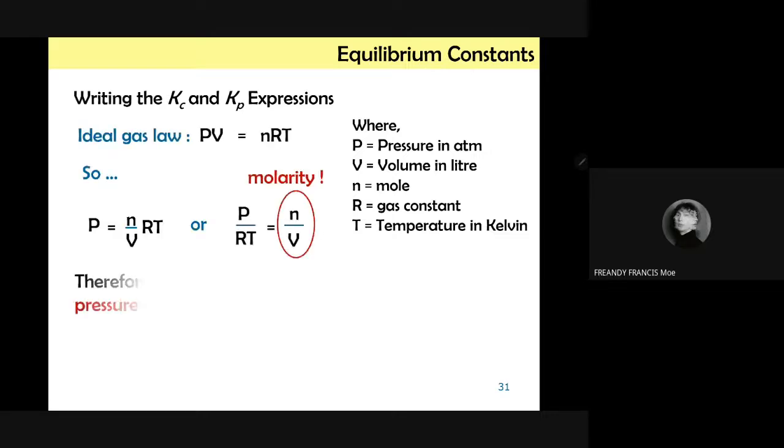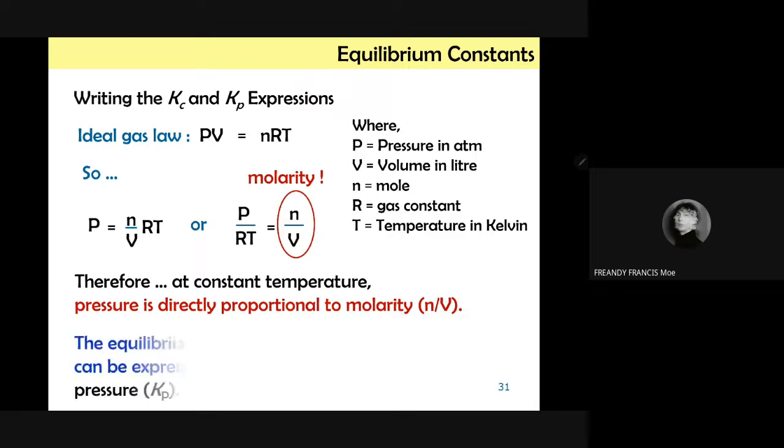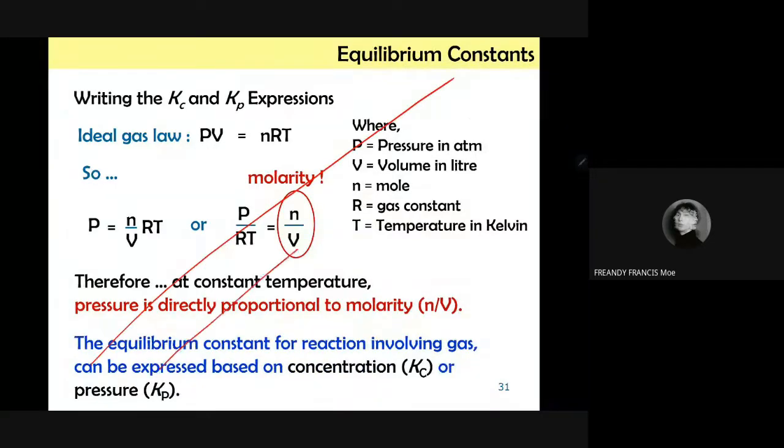This one is no need. Outside of syllabus, I forgot to remove.